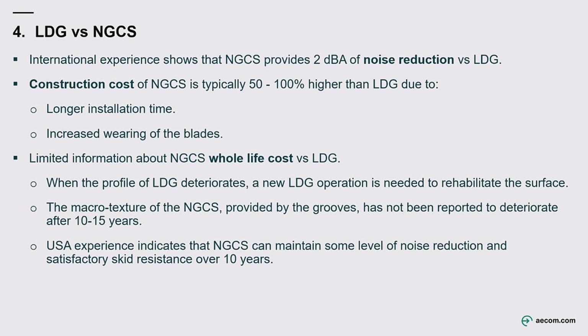And we've seen also from the US, which has the longest experience with NGCS, that we can still carry out some noise reduction and skid resistance for over 10 years. So it's very promising in terms of its usability. Again, the main benefit of NGCS would be the noise reduction. So how do you consider the benefit of getting the 2 decibel compared to that additional cost? So it's something to consider. How do you quantify in money the benefit of the 2 decibel improvement?